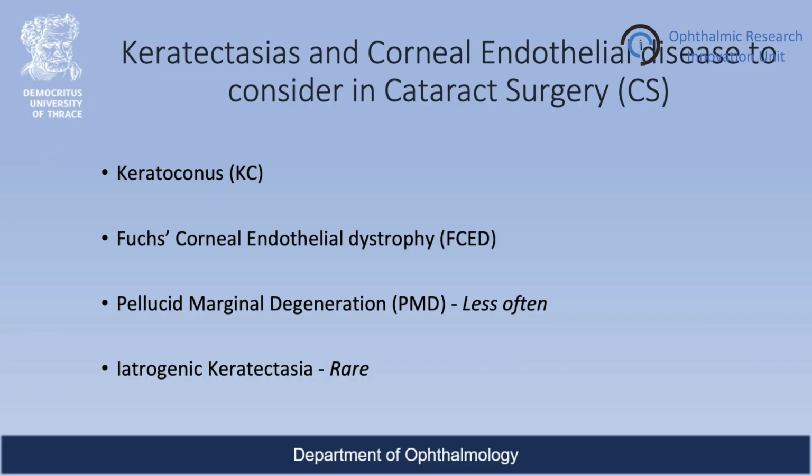In summary, here are keratectasias and corneal endothelial diseases to consider in cataract surgery, including the more common keratoconus and Fuchs corneal endothelial dystrophy, and the less common pellucid marginal degeneration and iatrogenic keratectasia.